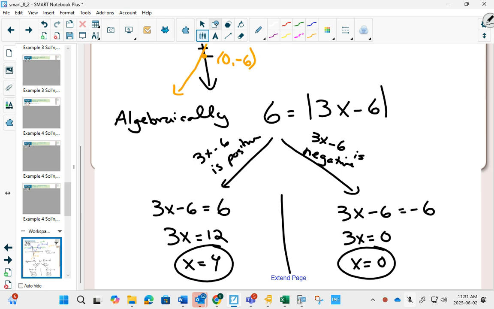Which is really nice. Because that's quicker than drawing your graphs. But there's 2 possibilities. And I hope that makes sense, because the inside could be 6, and then the absolute value wouldn't matter. Or the inside could be minus 6, which would make it positive in the end. Gives us 2 different possibilities when solved.